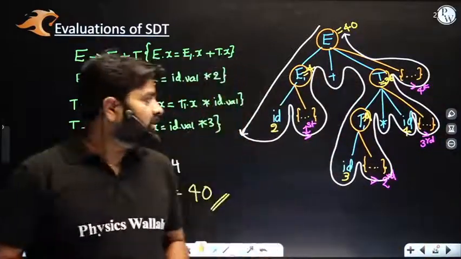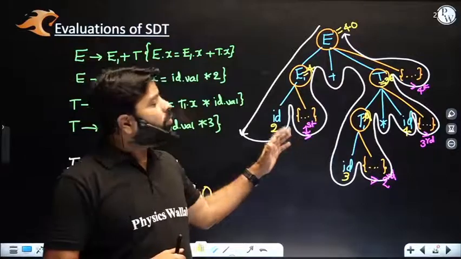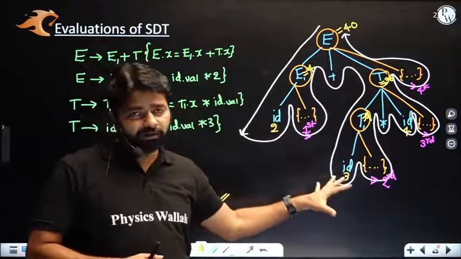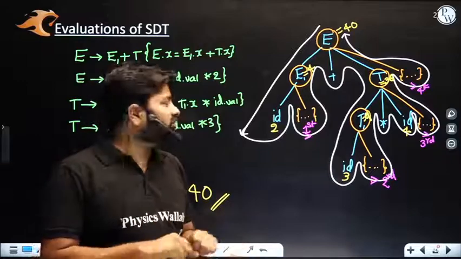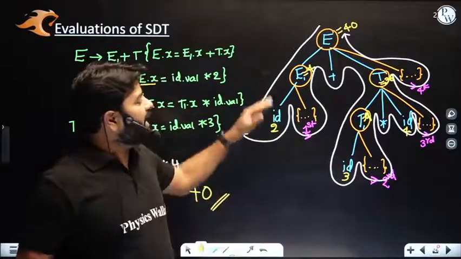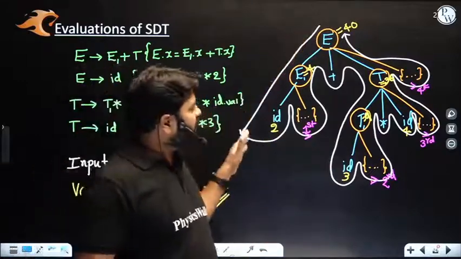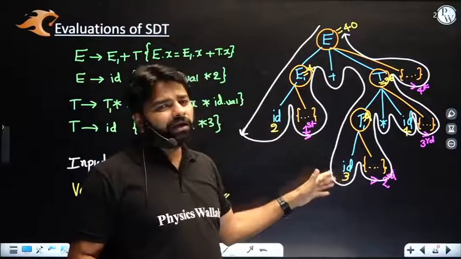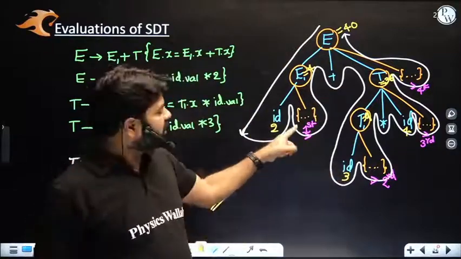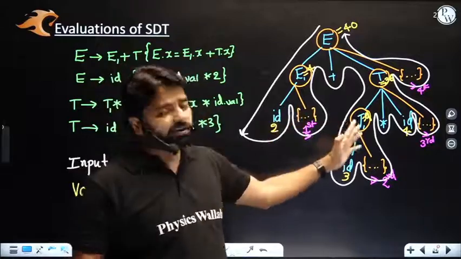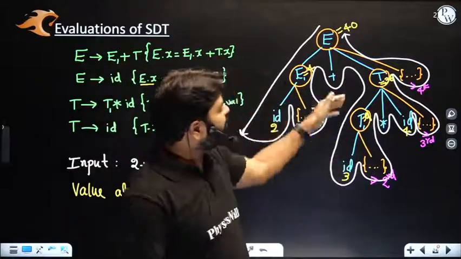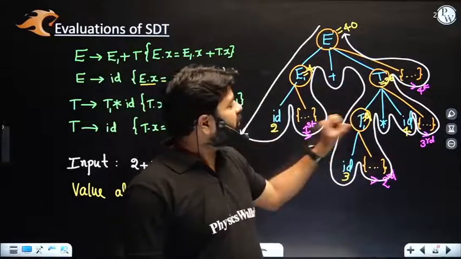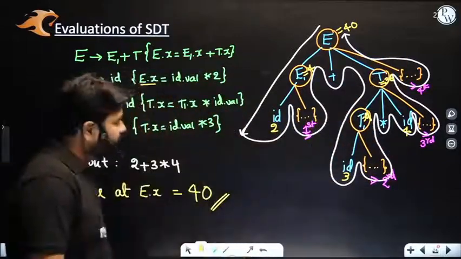Very easy. You just need to understand what L-attributed evaluation is. Here I'm not using any LMD or RMD concept. It's not a top-down parsing or a bottom-up parsing concept. It is L-attributed: depth-first, left to right, and just follow the in-order concept. In that order, whichever translation comes, execute it and go further. There are four translations coming here. When I am traversing this tree in order, you just evaluate it.